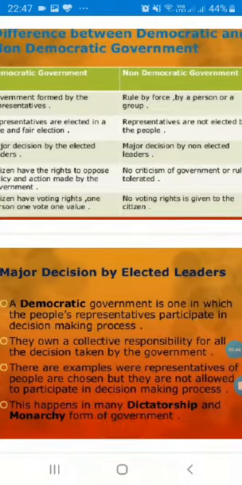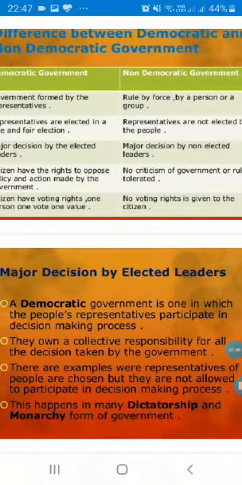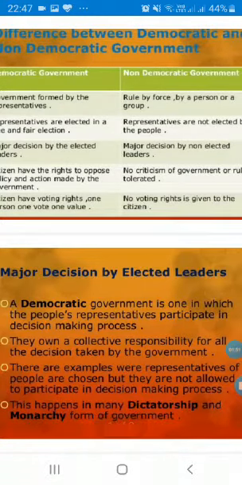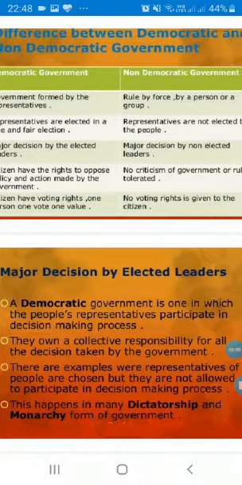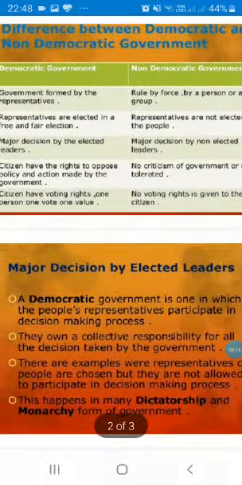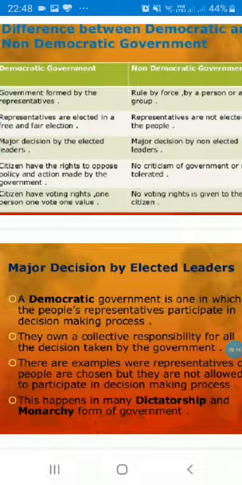But in non-democratic countries, the people are not allowed to criticize the government. Doing so means harassment and trouble one after another. In non-democratic countries, no opposition is tolerated, so the question of political parties, especially of the opposition party, does not arise. Only those political parties can survive which toe the line of the government. So this is the difference between democratic government and non-democratic government.